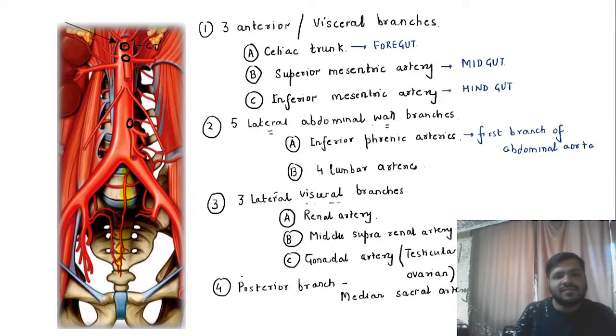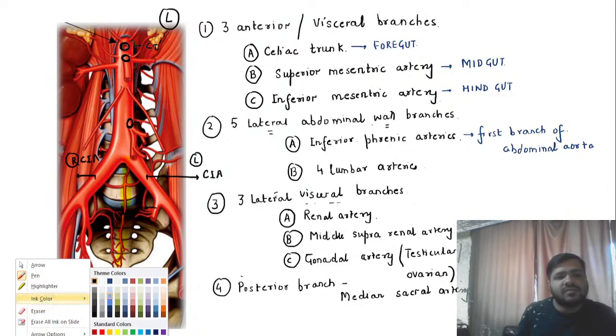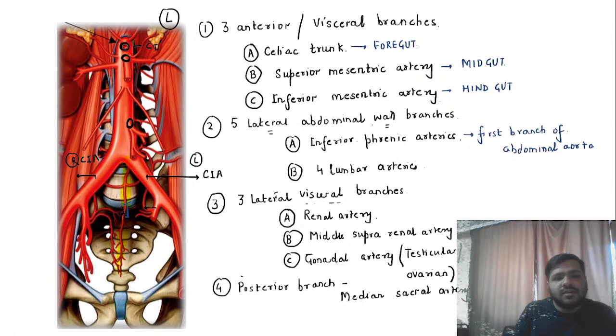So you can very well see, guys, if I just ask you that it is bifurcating, and this is the common iliac artery. And common iliac artery of which side? It is the left side. So it is the left common iliac artery, and this one is the right common iliac artery, right? And this common iliac artery is also bifurcating into internal iliac artery and external iliac artery.